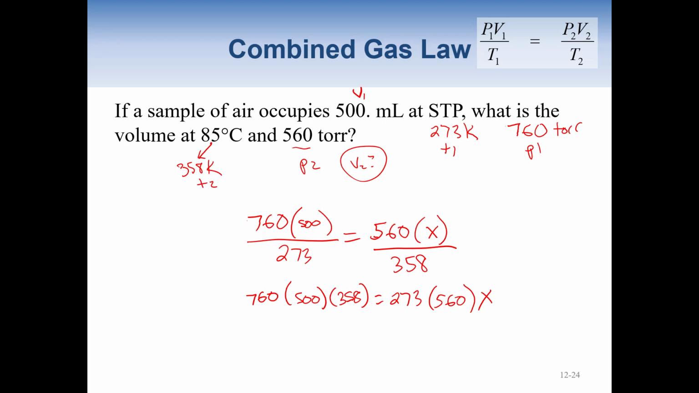So then we do 760 times 500 times 358, and we get that number. We're going to divide away the 273 times 560 by putting that in parentheses, and we end up with 889.8, or to 3 sig figs, actually 2 sig figs because the pressure and temperature is given in 2 sig figs, we could round this to 890. And it's going to be a volume of milliliters.